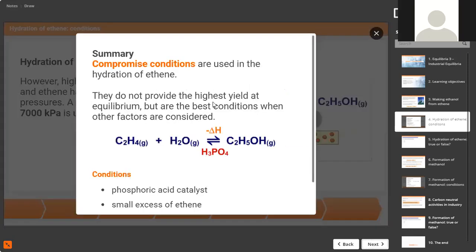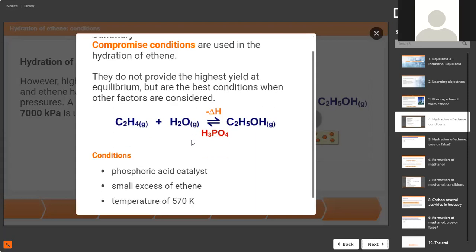So summary, we have compromise conditions, and we use these in the hydration of ethene. They don't provide our highest yield at equilibrium, but they are the best conditions when other factors are considered. So things like the catalyst, the speed of the rate of reaction, the price of it. So our conditions are, we have a phosphoric acid catalyst, we have a very small excess of ethene because we can't have an excess of steam because that will wash away our catalyst.